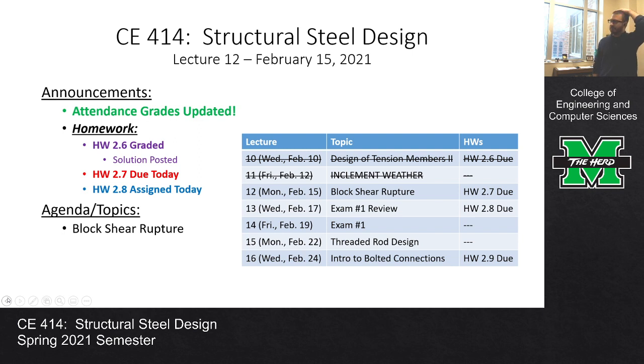A little bit of background or announcements for today. If you saw, I sent you all a message and I posted a video to the YouTube channel where I went through some updated announcements for the next couple of weeks. Obviously we didn't meet on Friday because of our inclement weather. Everything up until today is graded. Homework 2.6 is graded and the solution is posted, so you all have that. Homework 2.7, the second tension member design assignment, is due today. And then you're getting your final homework assignment today for the exam.